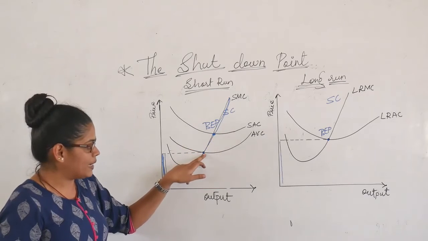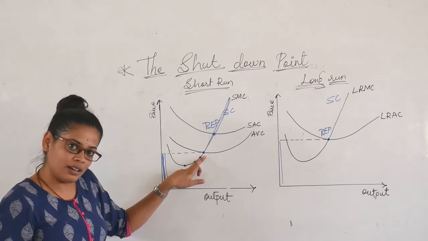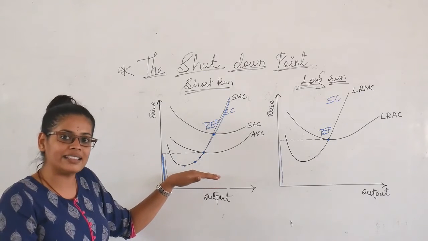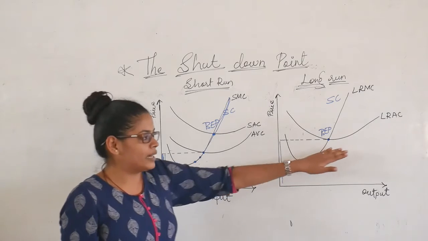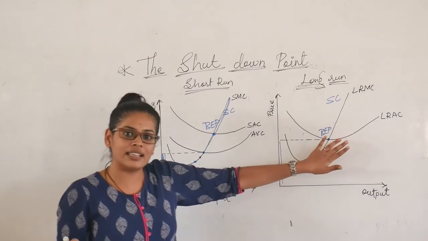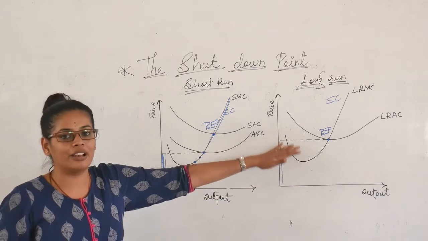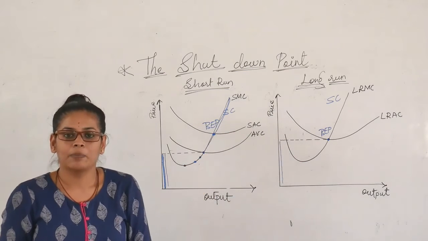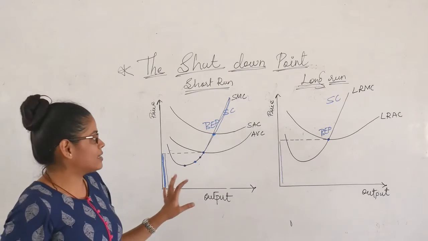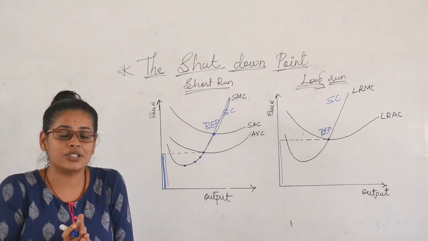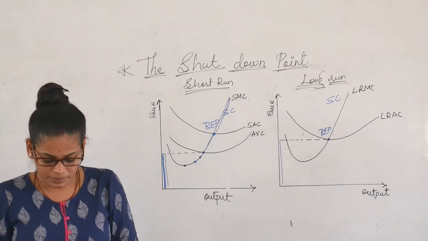Even if the company is below this, it still can exist in the market. But in the long run, if a firm is not earning a normal profit, then it will exit from the market. So these are the two important things which we also need to understand in economics.